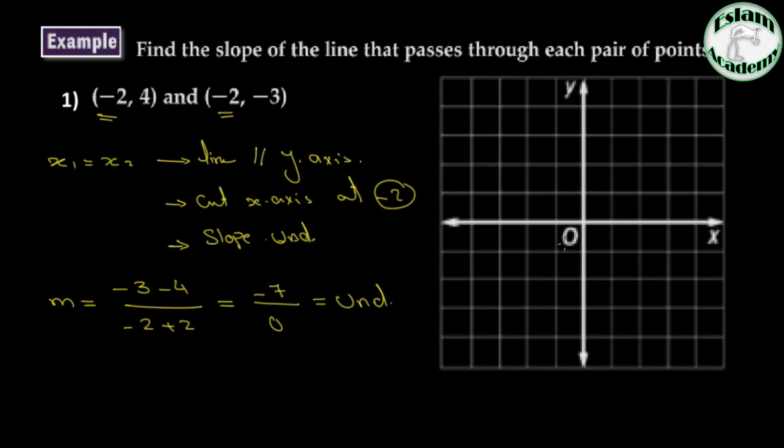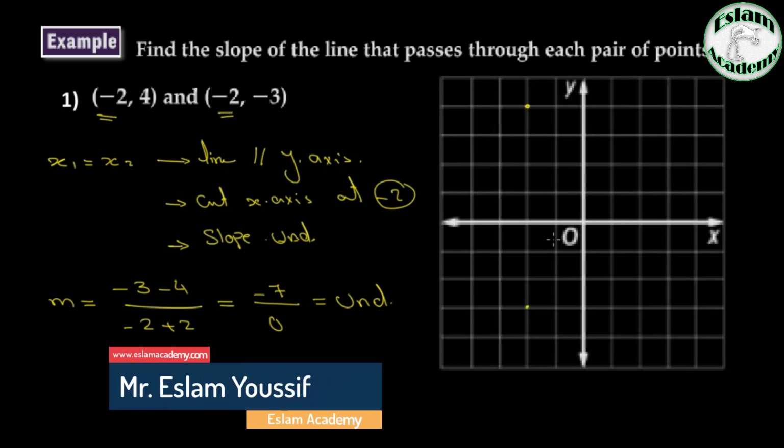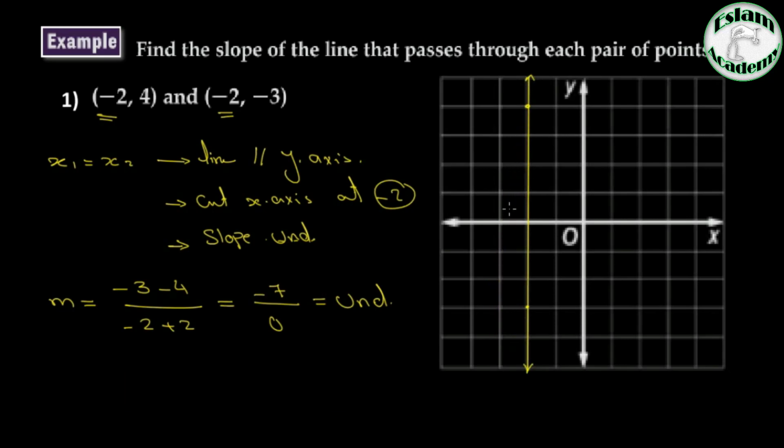We can check how the graph will look. For the first one, we have -2 and 4. The second one, we have -2 and -3. You will find that we have a vertical line parallel to the y-axis that intersects the x-axis at the point -2.